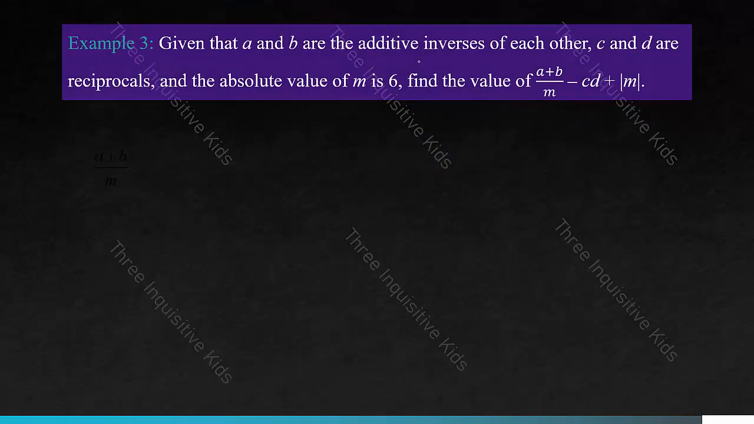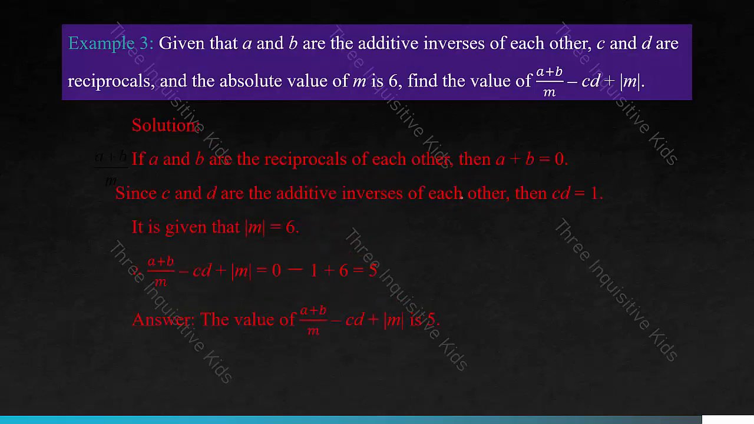Given that a and b are additive inverses of each other, c and d are reciprocals, and the absolute value of m is 6, find the value of (a plus b) over m minus cd plus the absolute value of m. This solution is a little messed up here, so please bear with me.